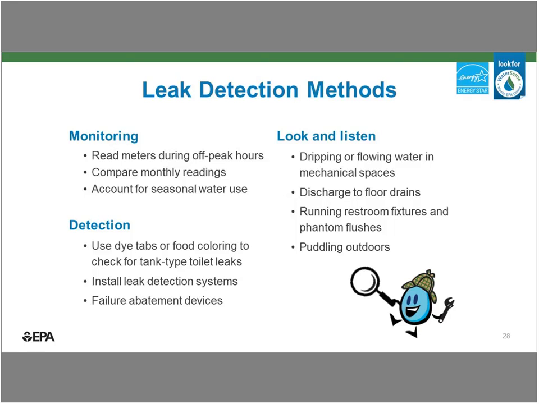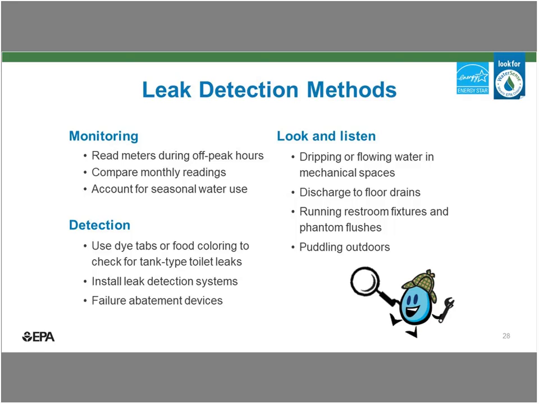And then also you can use some leak detection techniques as well. We'll talk about some ways to verify water use in restroom fixtures in a moment, but you can use dye tablets or food coloring to check to see if there are leaks in a tank type toilet, for example. Or you can actually, on larger pieces of equipment, install a leak detection or failure abatement device. That's the one that can tell you if there's a spike in use and can alert you that there's a problem. And then sometimes it's just basic: looking and listening while you walk around the facility.